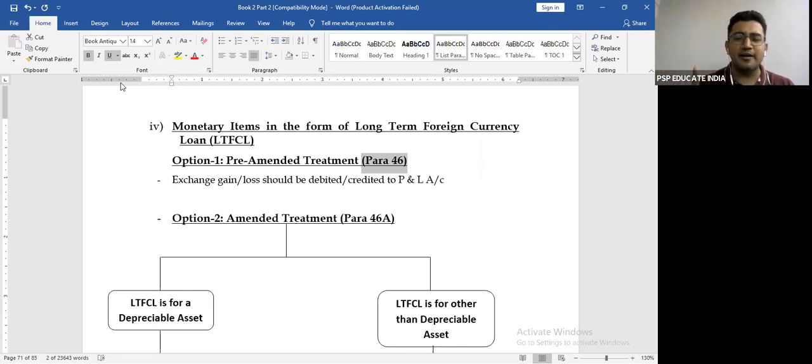सबसे पुरानी ट्रीटमेंट कहाँ पे लिखी हुई थी? para 46 में. क्या लिखा था उस ट्रीटमेंट में? जो भी आपको एक्सचेंज गेन या लॉस होता है, that needs to be either debited or credited to the profit and loss account. So it needs to be debited or credited to the profit and loss account.